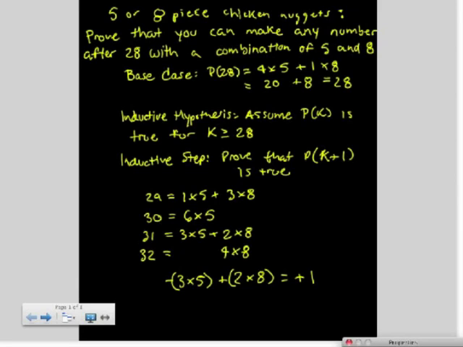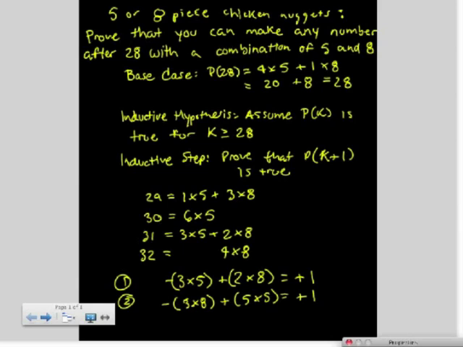But now look, for 29 to 30, we couldn't do that because we didn't have 3 5-pieces to take away. Instead, we just subtracted 3 8-pieces and added 5 5-pieces. Now this works because 3 8-pieces is 24 and 5 5-pieces is 25, so it ends up ultimately with a plus 1 as well. Now if we look, when we go from 30 to 31, there's enough to subtract 3 5-pieces, which is our first case, because there were 6 5-pieces, so from 30 to 31 we could subtract 3 5-pieces and add 2 8-pieces.